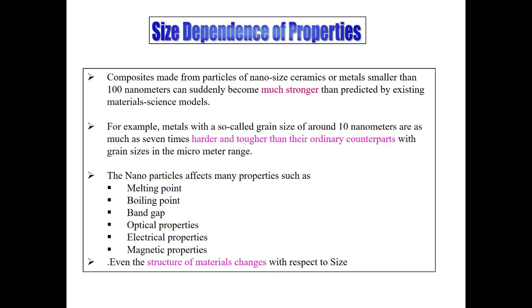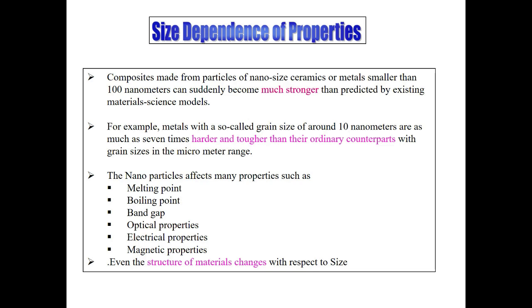When we talk about nano, it means very dwarf. 1 nanometer is equal to 10 to the power minus 9 meter. But this definition is not sufficient or up to the mark. The actual definition of nanomaterial is that at least one dimension should be in the range of 1 to 100 nanometers. Then we call that material a nanomaterial.